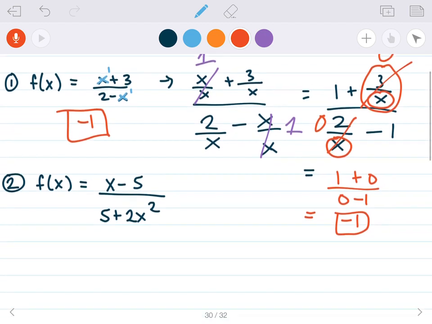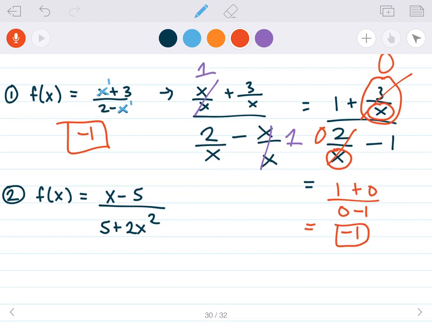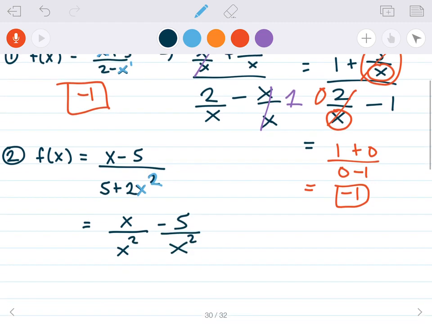Now let's do another example. So this time our highest power expression is x squared. Okay, so we're going to divide everybody by x squared. So let's do that. On top we have x over x squared minus 5 over x squared. On bottom we have 5 over x squared plus 2x squared over x squared.